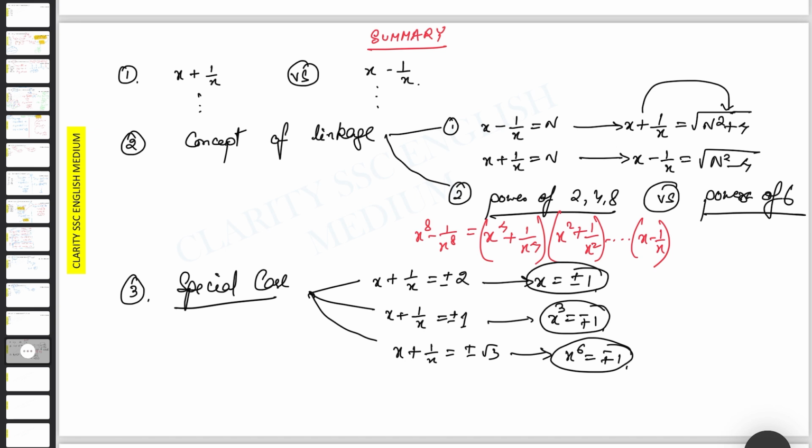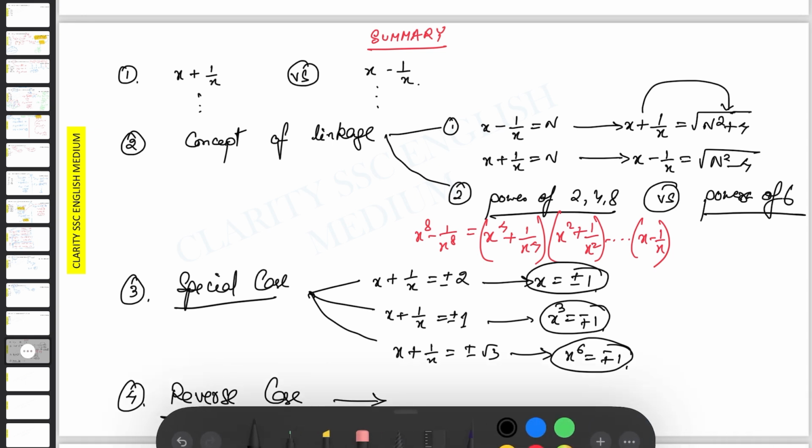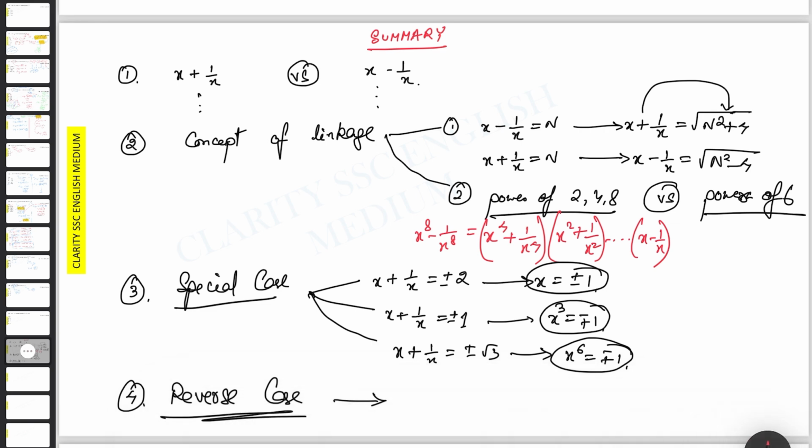And the last one is the reverse case. We have seen the reverse case. That means in the reverse case, I have told you the formula applied here: root over n plus 2 is the formula applied here. So these are the four important concepts that we have learned in this whole chapter.